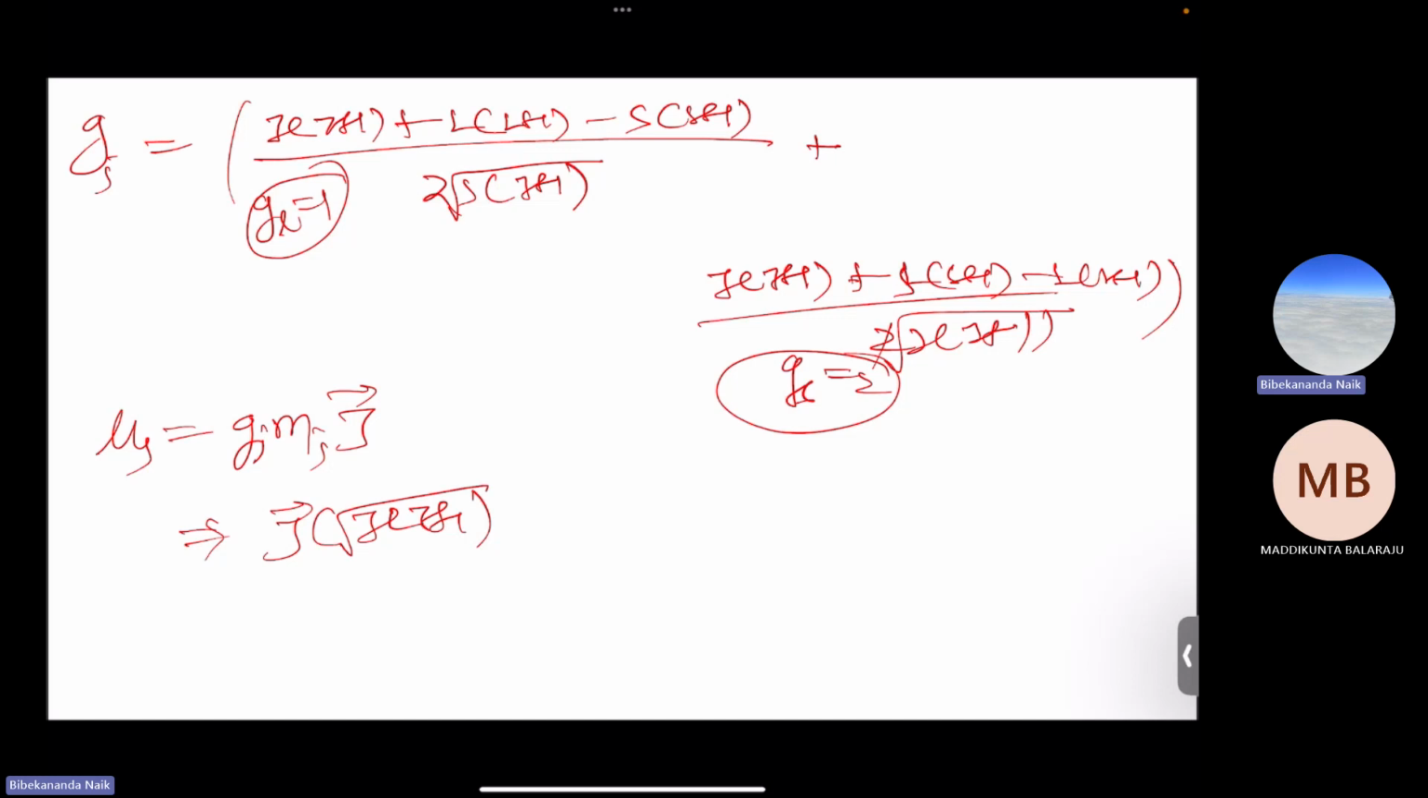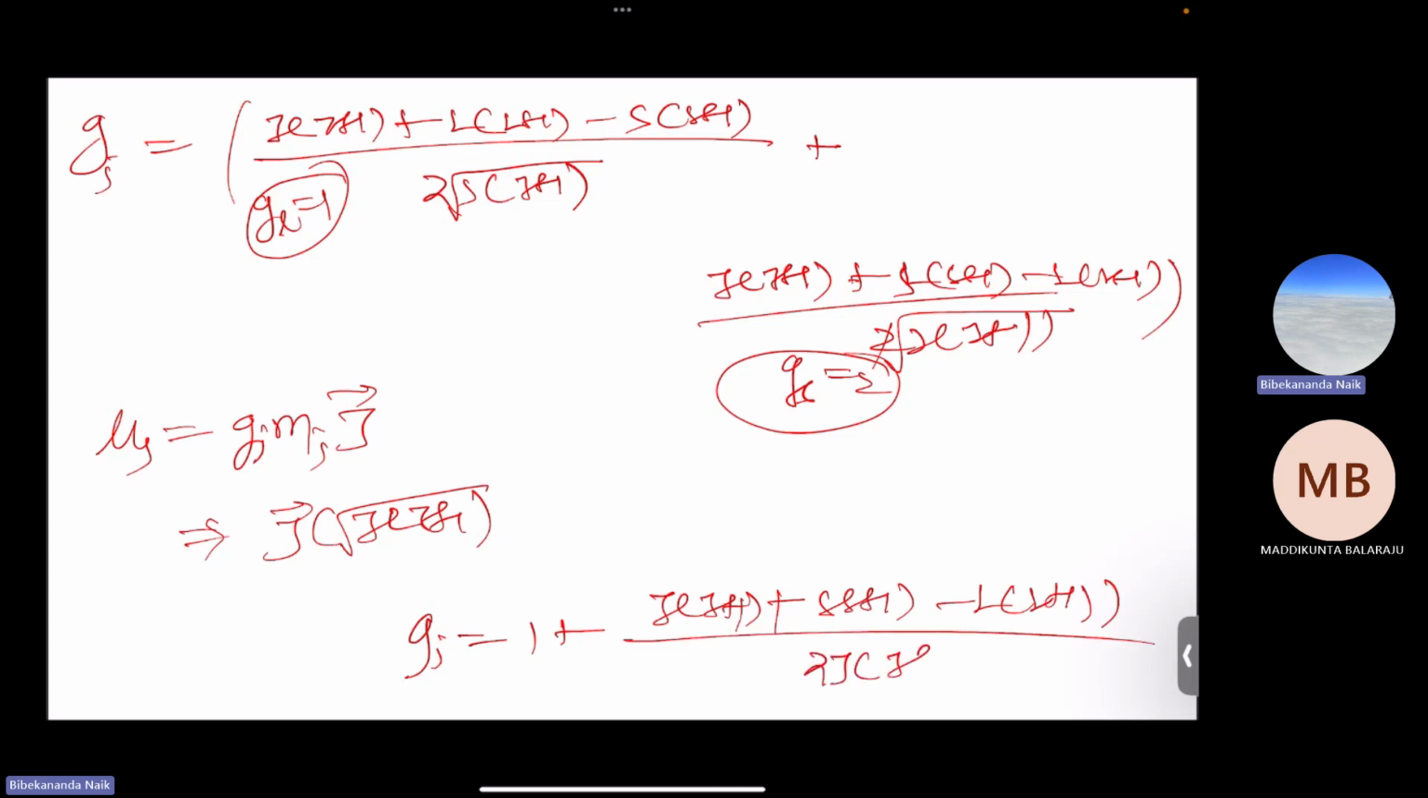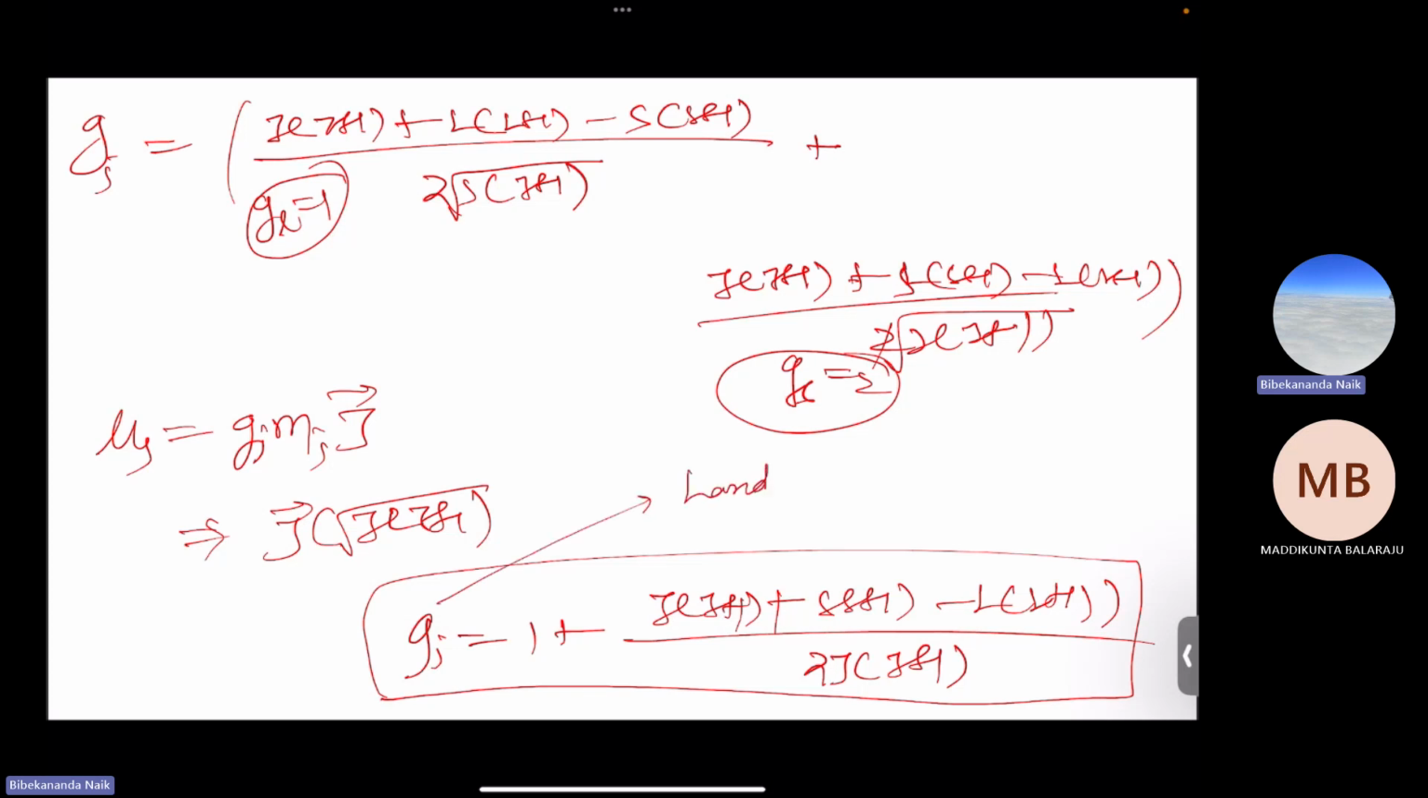If you add these two after taking the multiplications, Gj will be 1 plus J into J plus 1, because here you see J and here 2J, so this 2J will get cancelled out. Then it will be 1 plus J into J plus 1 plus S into S plus 1 minus L into L plus 1, divided by 2 J into J plus 1. So this is the value for the Landé G factor.